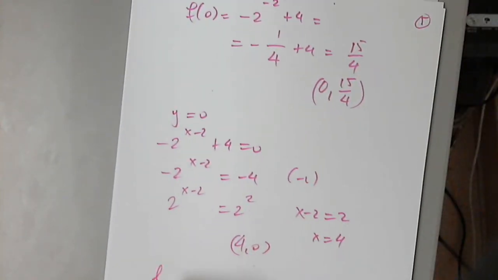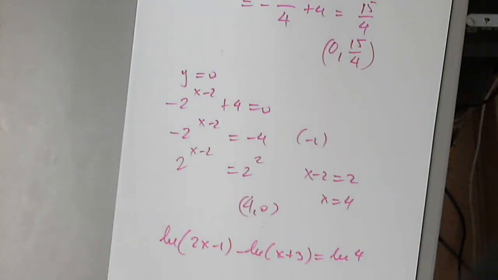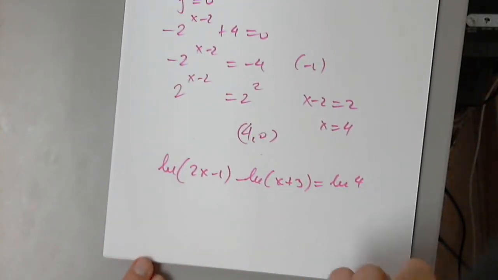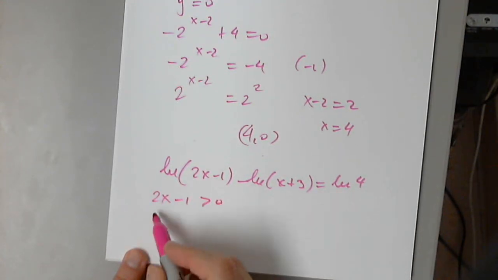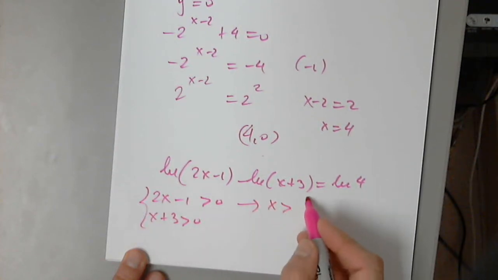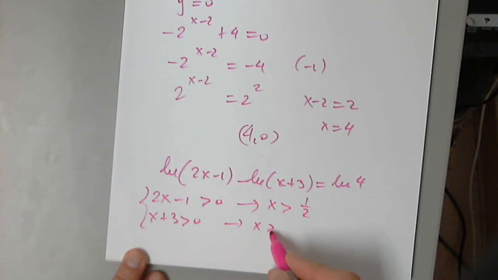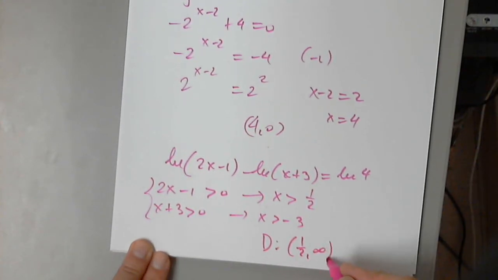Then the equation: natural log of 2x minus 1 minus natural log of x plus 3 equals natural log 4. That one requires, if you check, you don't have to state the domain, but I prefer for this one to state a domain. 2x minus 1 greater than 0 and x plus 3 greater than 0. So from here, x is greater than 1/2, and from here, x is greater than negative 3. So of course, the domain is 1/2 to infinity.